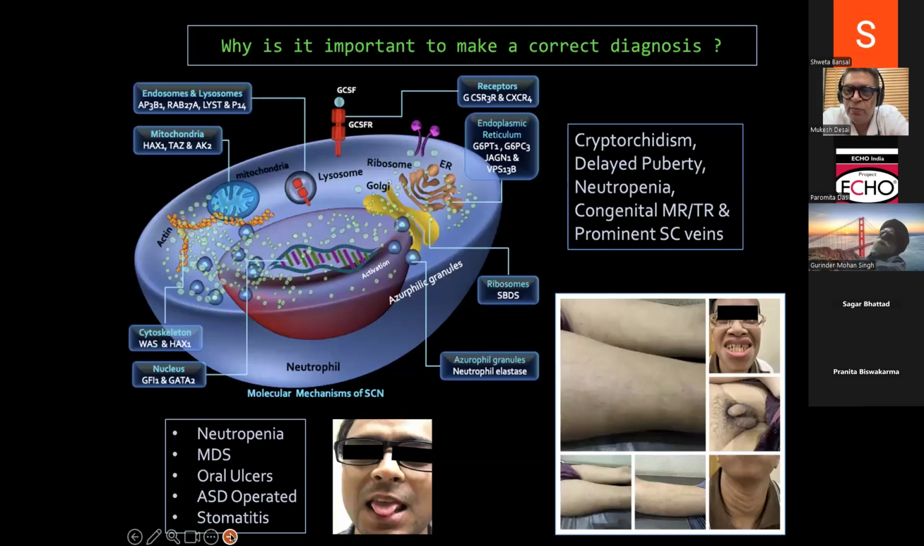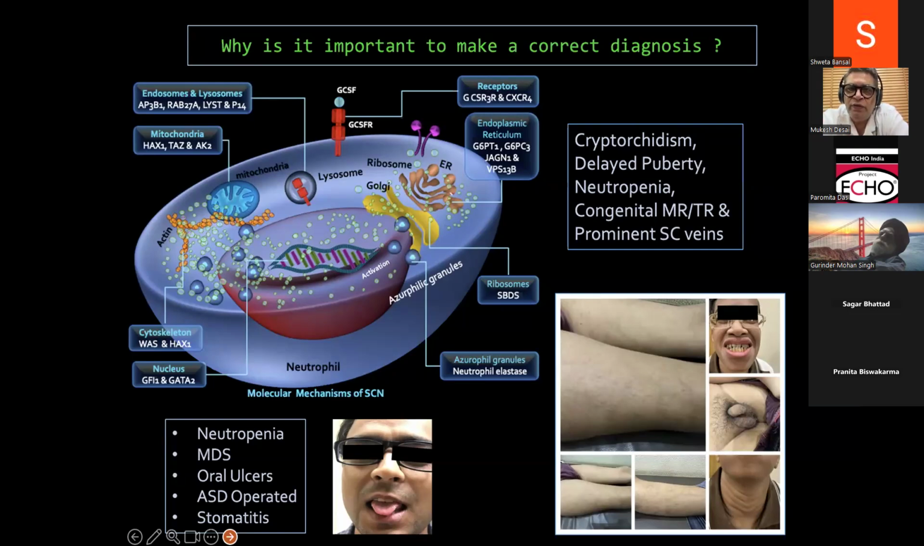The same is true of a child born at Wadia Children's Hospital having congenital mitral regurgitation and tricuspid regurgitation, cryptorchidism, and delayed puberty, who was referred to us after he was 18 years old for neutropenia. Once again, if you look at the picture, you will find he has a very prominent subcutaneous vein, with a heart problem and cryptorchidism. Once again, we clinically suspected a glucose-6-phosphatase 3 deficiency, put him on the anti-diabetic, and he also had an excellent response with dramatic improvement in his neutrophil count. So I think it is very important to make a correct diagnosis.